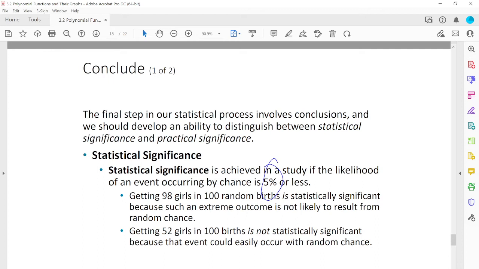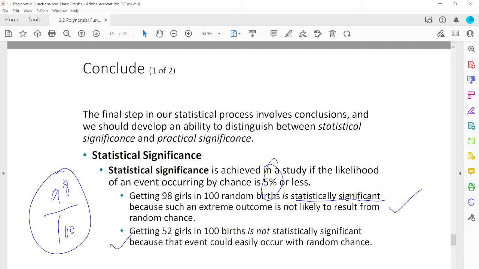So for example, getting 98 girls in 100 random births is called statistically significant. Out of 100, 98 of them are girls. So this data is statistically significant because it's not random. It's only 2%, which means less than 5%. So this finding is statistically significant, and we can use this finding.